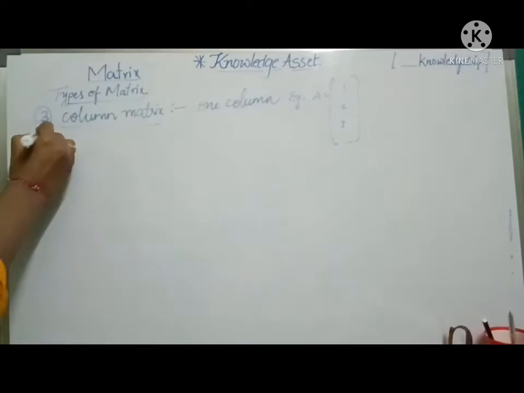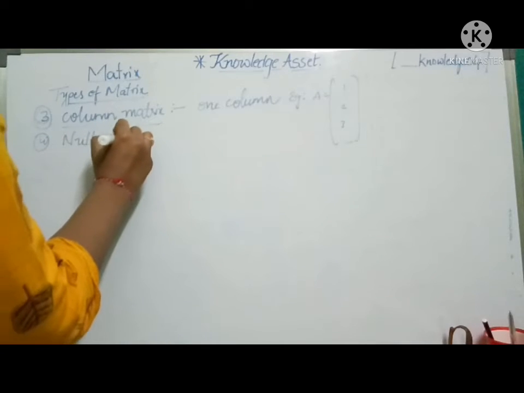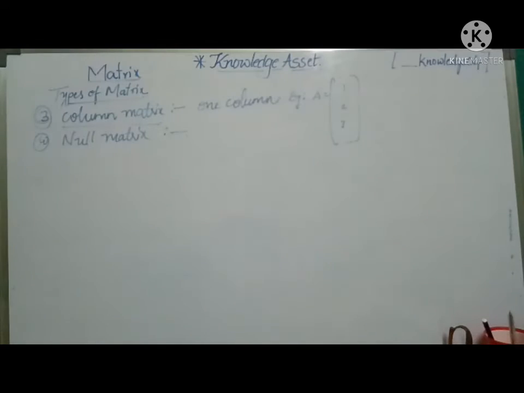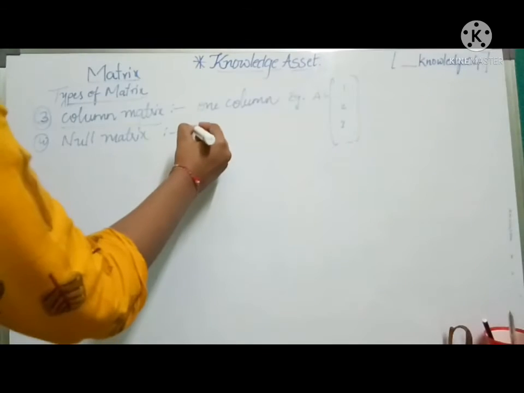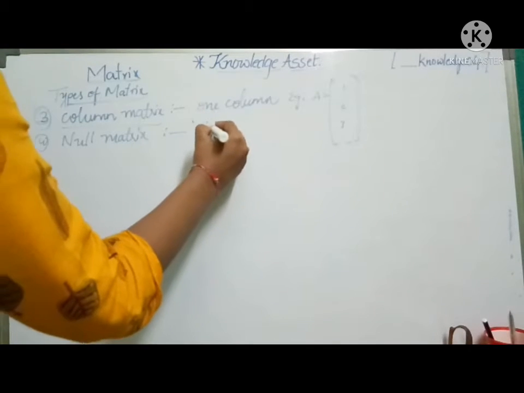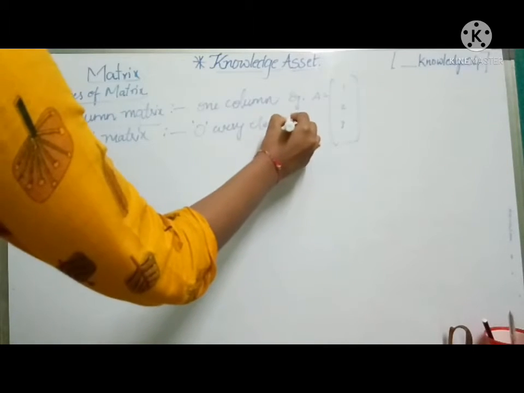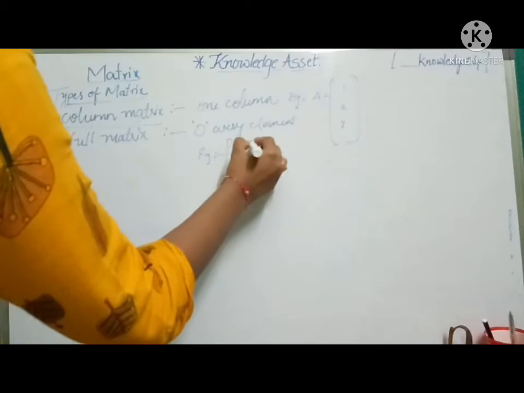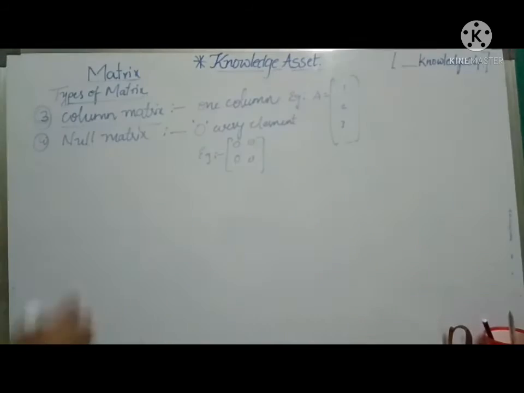Okay, the fourth type is the null matrix. What is a null matrix? If every element of a matrix is 0, then it is said to be a null matrix. Every element should be 0. Then that is called a null matrix. 0 0 0 0. Okay, this is called a null matrix.